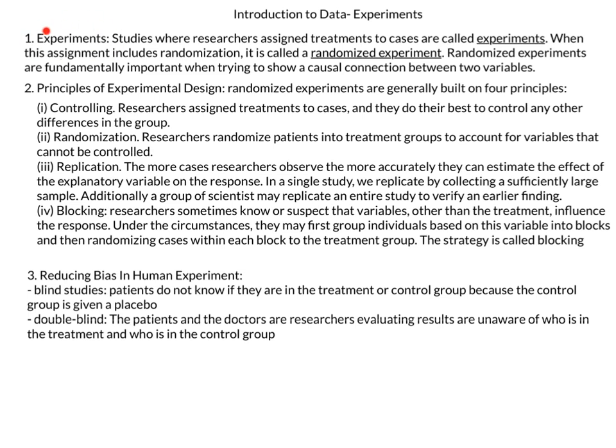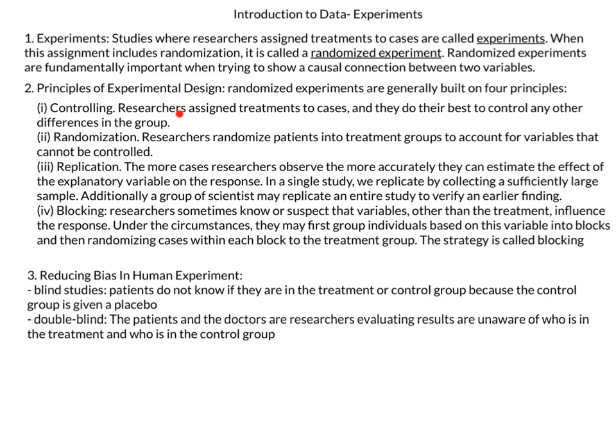So let's review what we've talked about. We talked about experiments. We said that studies where researchers assign treatments to cases are called experiments, and when the assignment includes randomization, it's called a randomized experiment. Randomized experiments are fundamentally important when trying to show a causal connection between two variables, a cause and effect. Our randomized experiments are generally built on these 4 principles of experimental design.